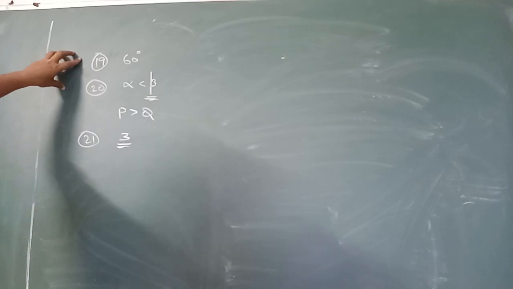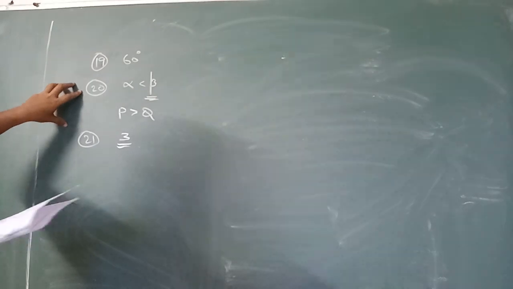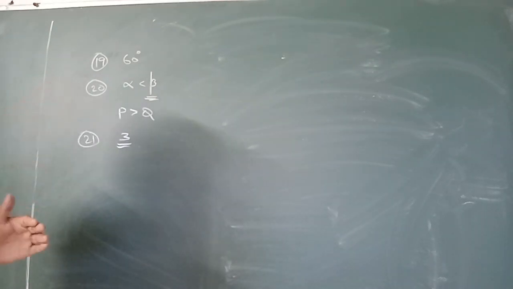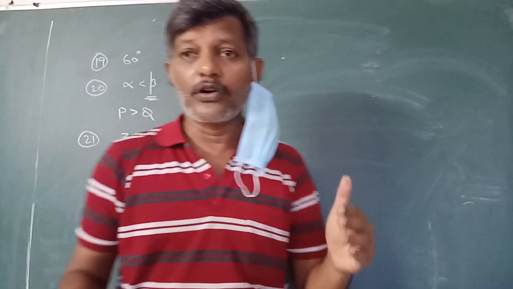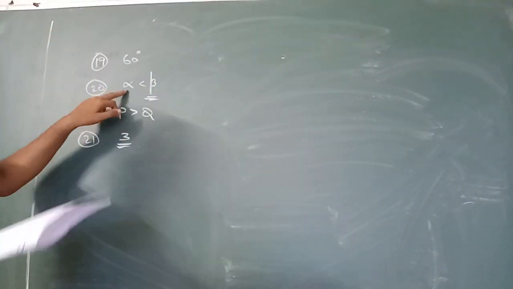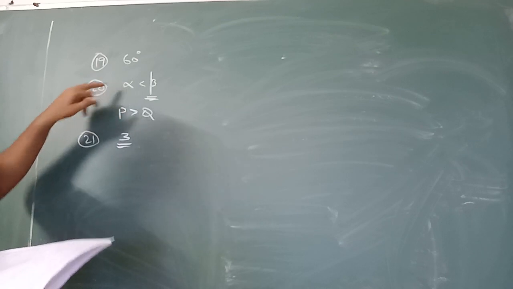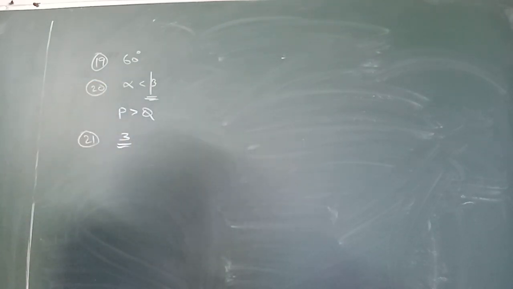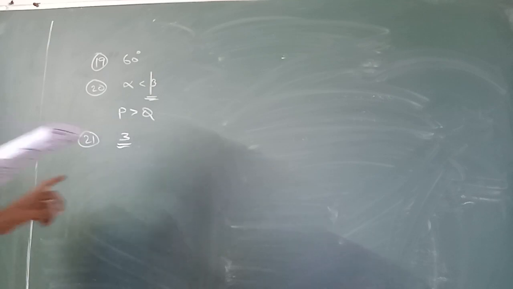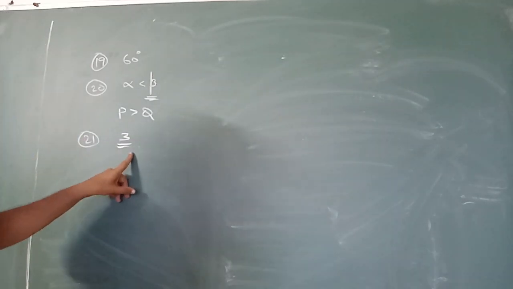Okay. 19th one, conceptual. When 2 equal forces are there, the resultant is 2P cos theta by 2. When theta is 60, it is root 3 P. Okay, next, 20th one is also conceptual. The resultant is always nearer to the larger force. So here the angle alpha is less, that means it is nearer to P, therefore P is greater than Q. Next, the minimum number of unequal forces in a plane that keep the body in equilibrium is 3.